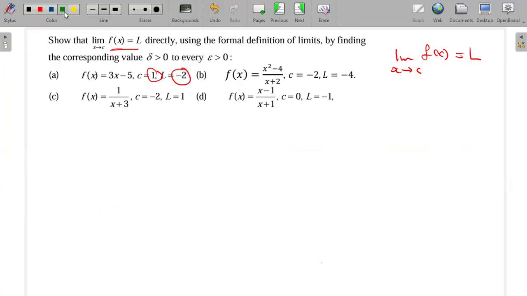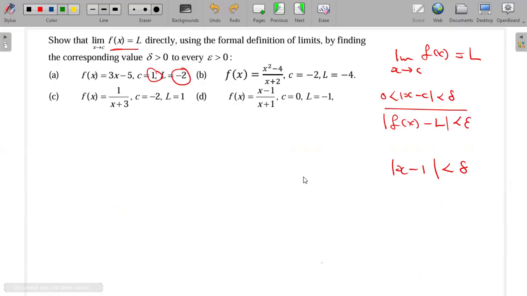Okay, so let me bring back those things here that are very important that we should remember. Next, we start again from this part, the same modulus of f of x less than your epsilon. So for our question B, it's this one here: x squared minus 4 over x plus 2, minus your L. Your L is 4. Now, your L is negative 4.